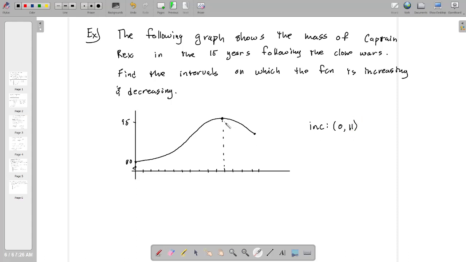But for right now, the only thing I can say is that we're not actually increasing at this point. The height of the function is not changing here at this exact point. Everywhere else, we're increasing. And we're decreasing on this function from 11 to 15. This graph is talking about his weight. His weight is increasing on the first 11 years after the Clone Wars, and then it decreases for the last 4 years of that 15-year span.